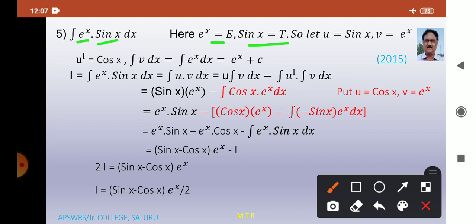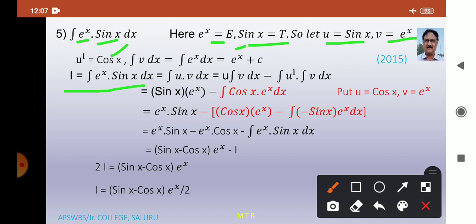That means u is equal to sin x, v is equal to e power x. Now u dash, the derivative of sin x, is cos x. Integral v dx, integral e power x, the integration of e power x is again e power x. Now let the given problem be I is equal to integral e power x into sin x dx.